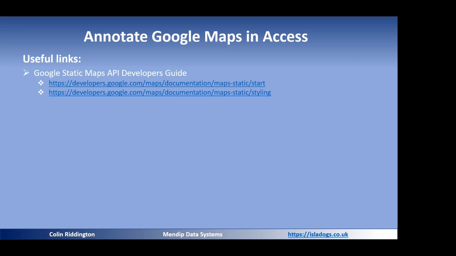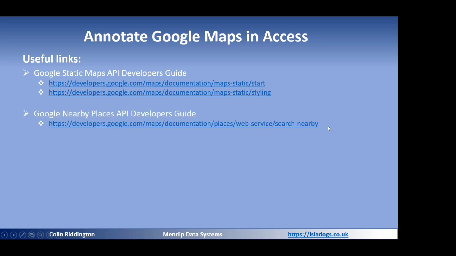Useful links. There's a number of very, very good developers guides for the Google Map APIs. The start one, the static map API, which covers nearly everything except for the styles, the road styles and so on. For nearby places, there's a different API. And obviously you will need to make sure that you have, with your API key, enabled all of the API types that you need. Reverse geocoding being another one I use, and it used to be the JavaScript one.